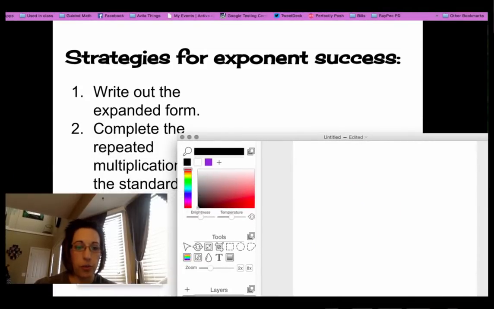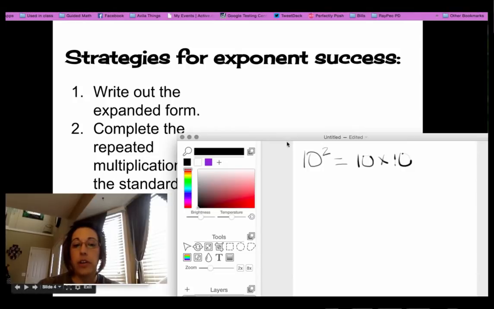Okay, let's look at a few practice problems here. So let's try 10 to the second power. Our first strategy for exponent success is to write it out in the expanded form. So that is the same as saying 10 times 10. And then we're going to complete the repeated multiplication. So if we look at that again, that means that 10 squared, or 10 to the second power here, is going to be 10 times 10, which is 100.